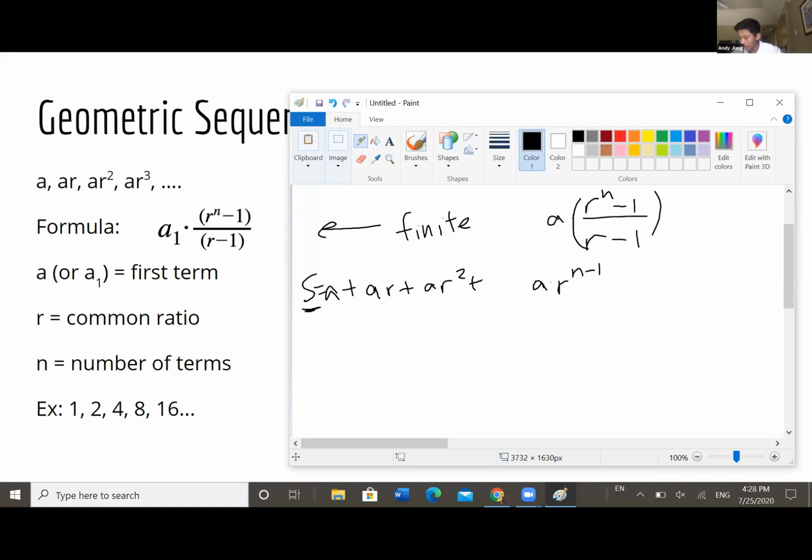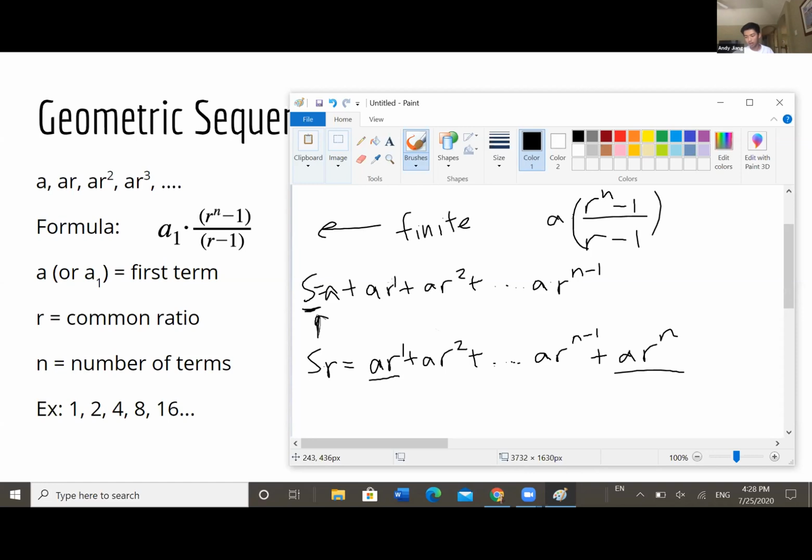Okay, so I've seen it a lot of times. What I do is I multiply this entire equation by r. So I get s times r equals ar plus ar squared, and so on up to ar to the n. Oh, I made a mistake. So it goes up to ar to the n, and it starts at ar to the first.